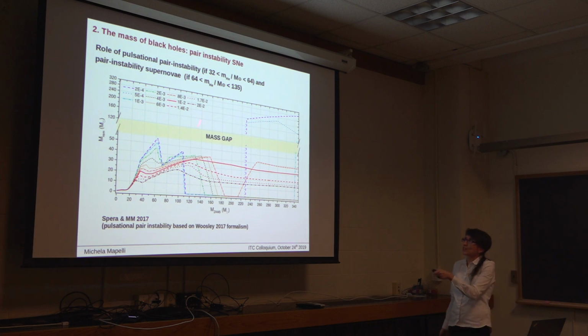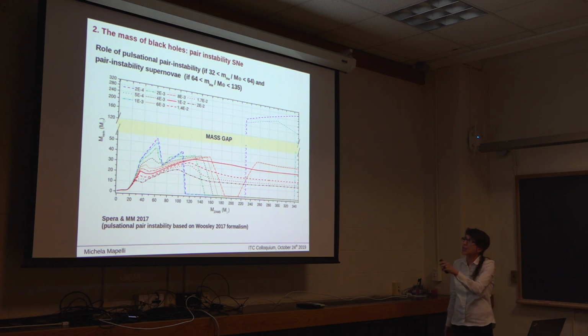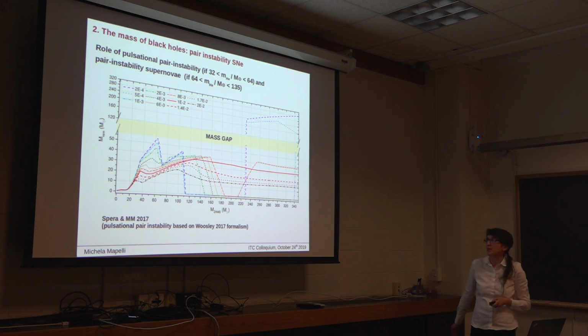So if we include this kind of models for pair instability, and let me say that unlike core collapse supernovae, we have a better theoretical understanding of pair instability, what we get is something like this. This is again the mass of the compact object as a function of the zero-age main sequence mass of the star for different metallicities. And now we consider stellar evolution, core collapse supernovae, and also pair instability.